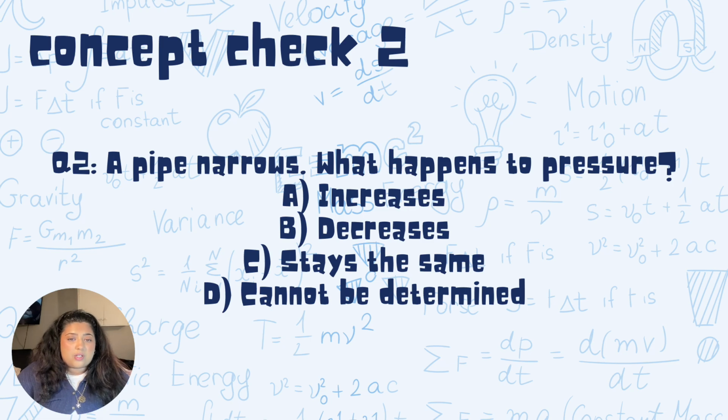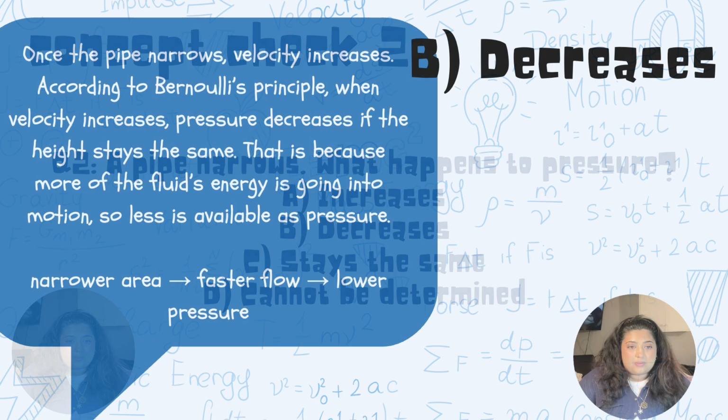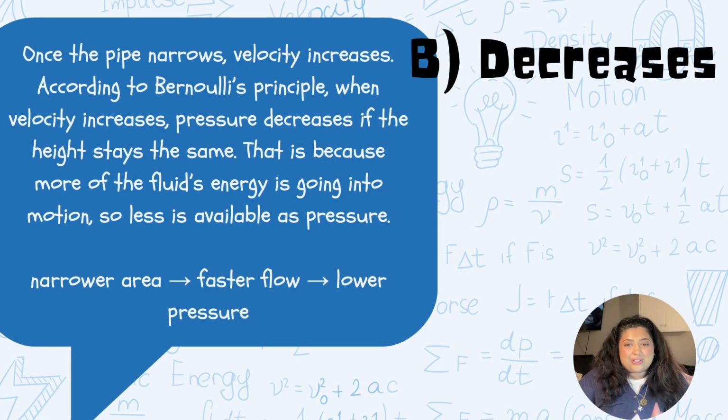Let's try concept check question number 2. A pipe narrows. What happens to pressure? Pressure decreases. Once the pipe narrows, velocity increases. According to Bernoulli's principle, when velocity increases, pressure decreases if the height stays the same. That is because more of the fluid's energy is going into motion, so less is available as pressure. We can think of it as a narrower area leads to faster flow and lower pressure.